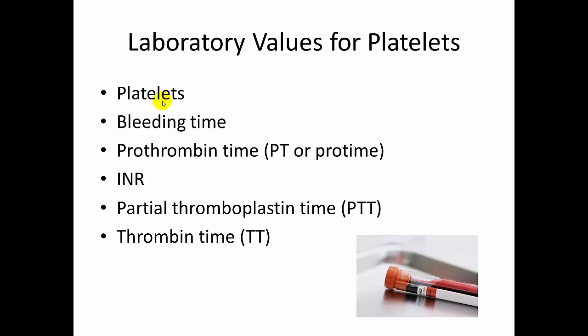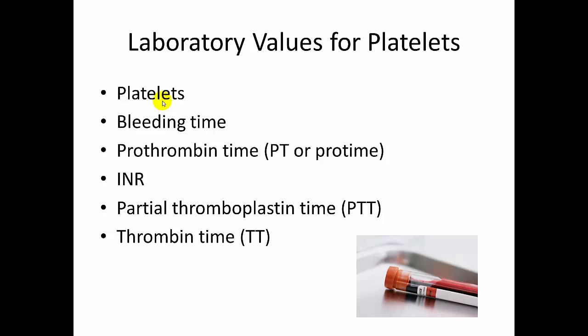So let's go back and look at this. Bleeding time normals should be 2 to 9.5 seconds. So the maximum amount of bleeding time we want is 9.5 seconds, unless they're on an anticoagulant. Prothrombin time normal is 10 to 13 seconds, unless they're on an anticoagulant.